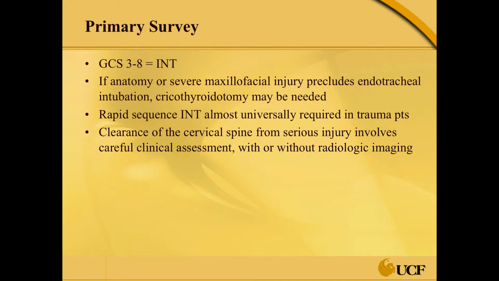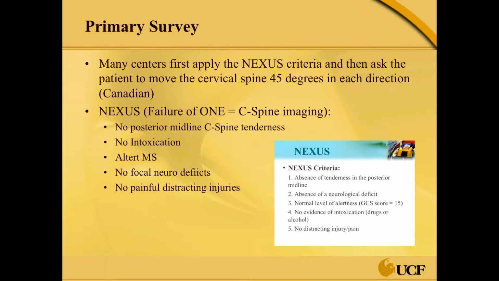Clearance of the C-spine from serious injury involves careful assessment, with or without radiologic imaging. Usually with radiologic imaging if you strongly suspect injury. We'll talk more about that. Many centers will apply the NEXUS criteria and then ask the patient to move the C-spine about 45 degrees in each direction. These are the Canadian guidelines. If they fail one of the following things, then they've got to do imaging. All right, we'll talk about imaging.